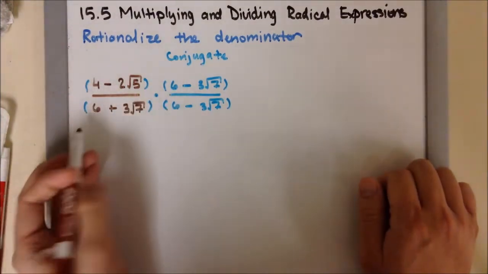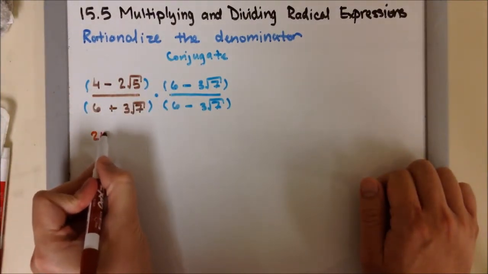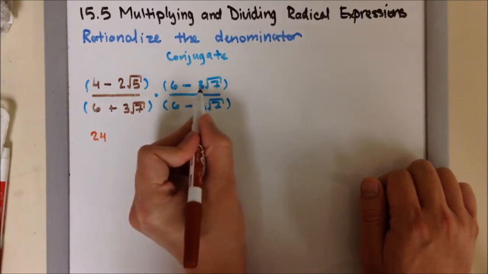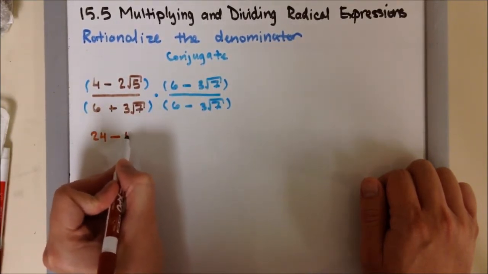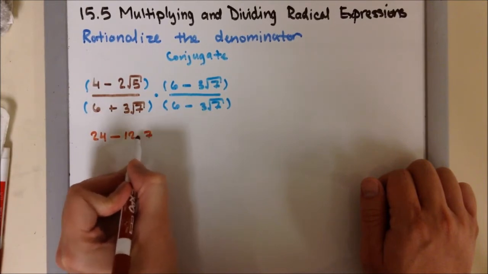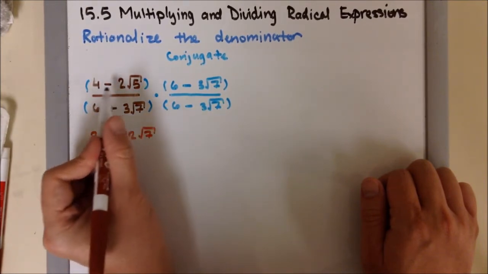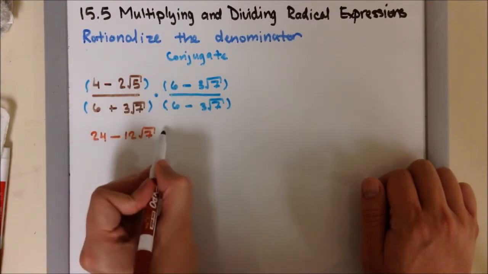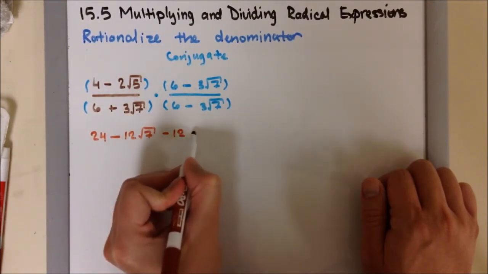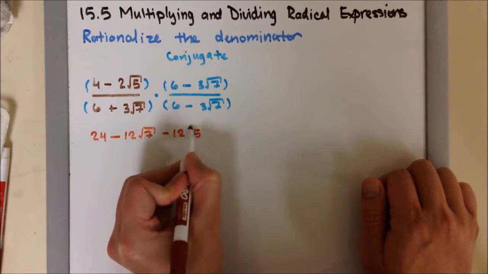4 times 6, that's going to be 24. 4 times 3 square root of 7, since it's negative, it's going to be minus 12 square root of 7. And then here, I'm going to do this one. Negative 2 square root of 5 times 6, that's going to be negative 12 square root of 5.